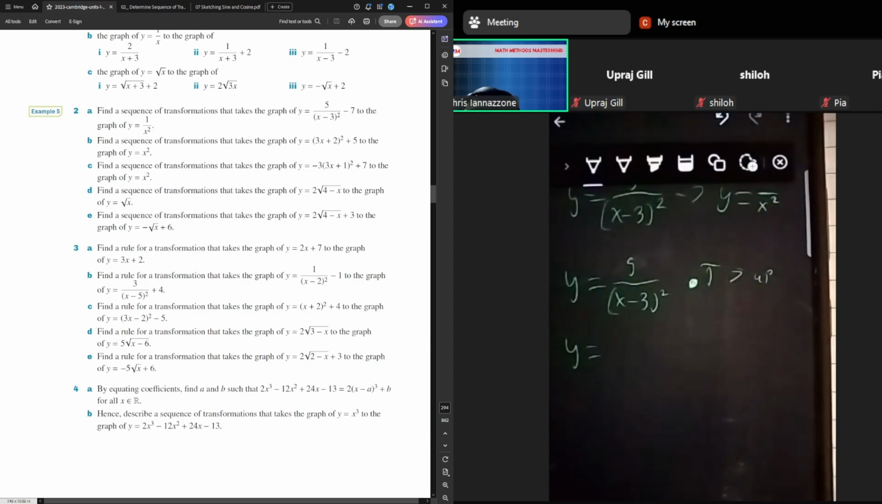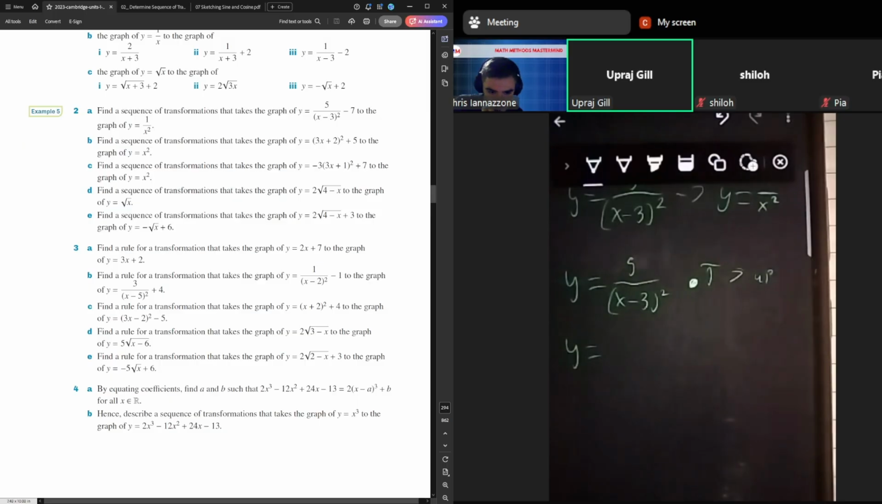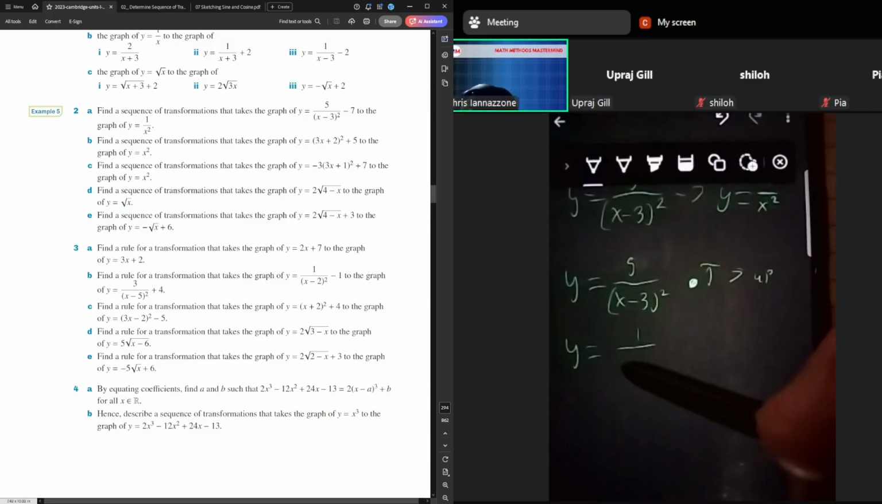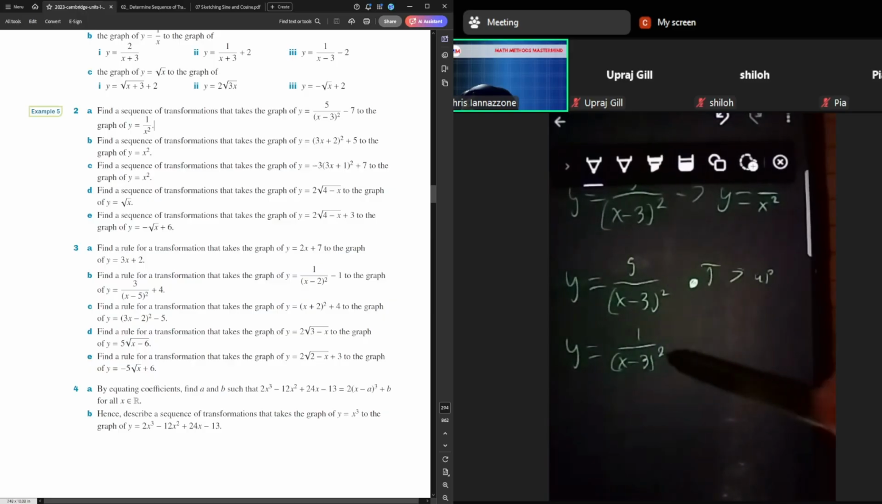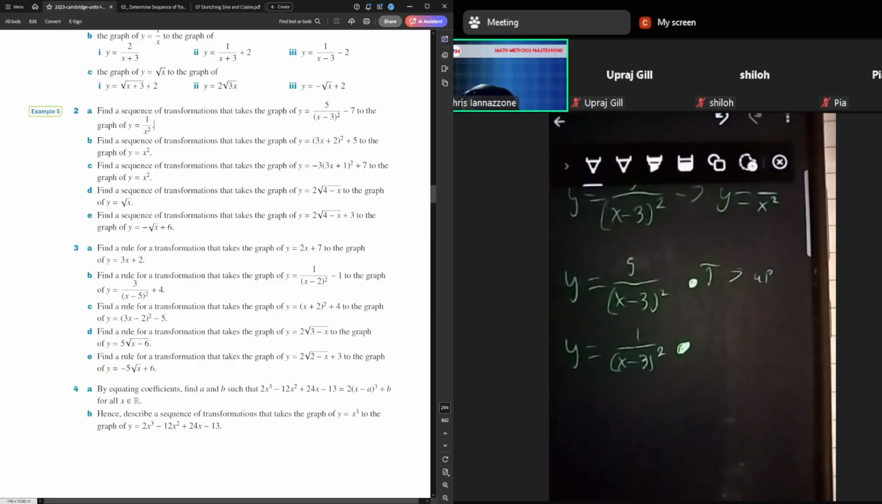Next up, what else could we do? Can we divide it by 5 to get rid of the dilation factor? Yep, that's it. 1 over (x minus 3) all squared. And that transformation would be what? Is this factor 5 from the x?